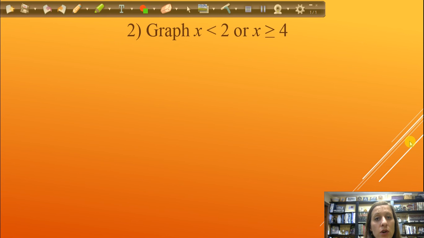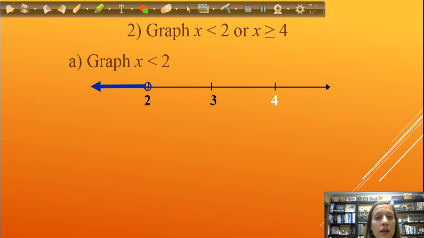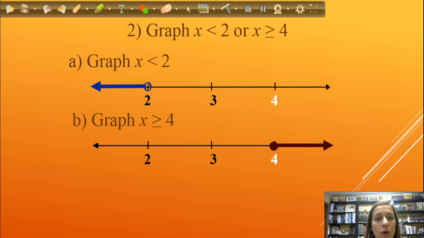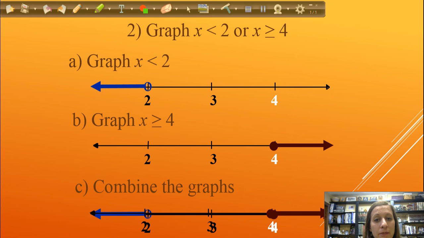Now let's look at the word or. Again, you should graph each graph separately. So there is x < 2. And here is the graph of x ≥ 4. Then we want to overlap our graphs, combine them. For the word or, we are looking for all the shading. It doesn't matter if they intersect or not. So this would be our final graph. We're going to include less than 2 or greater than 4.